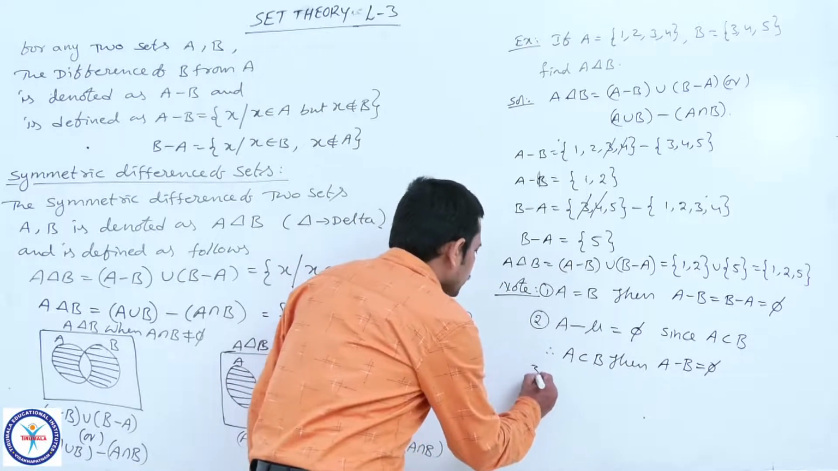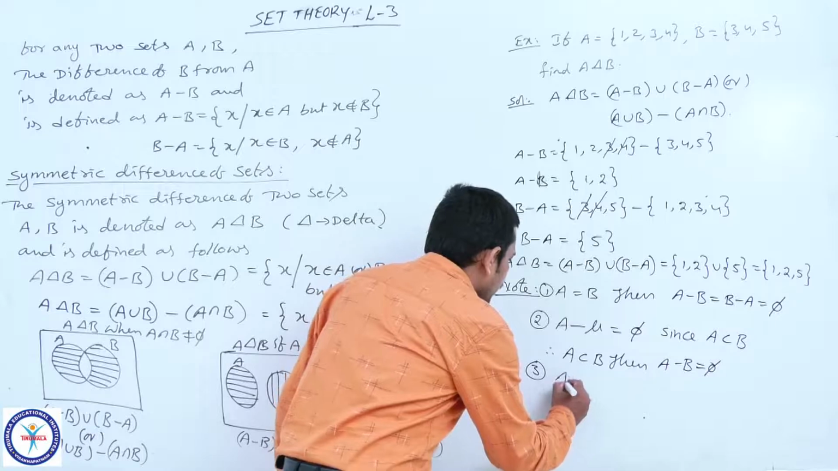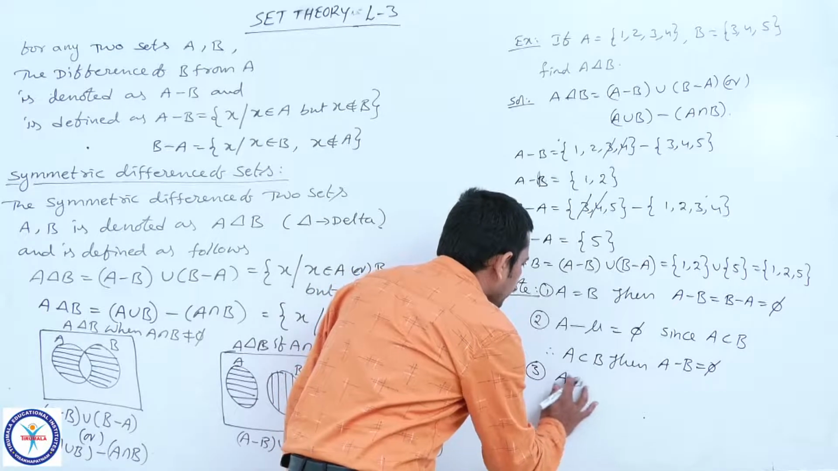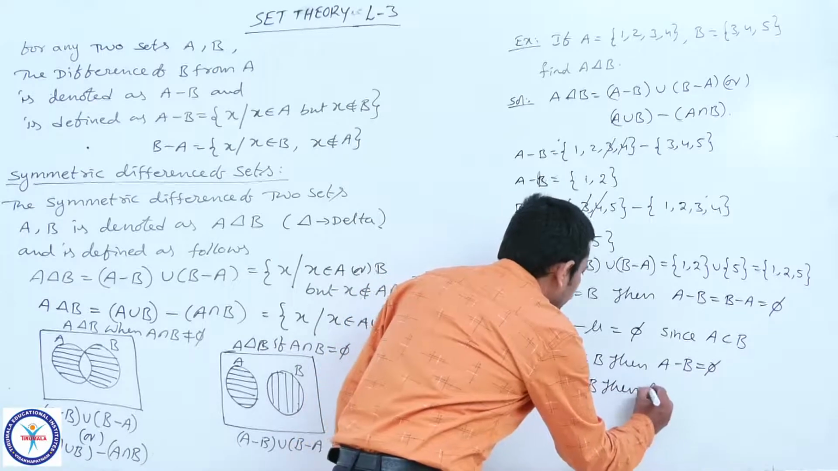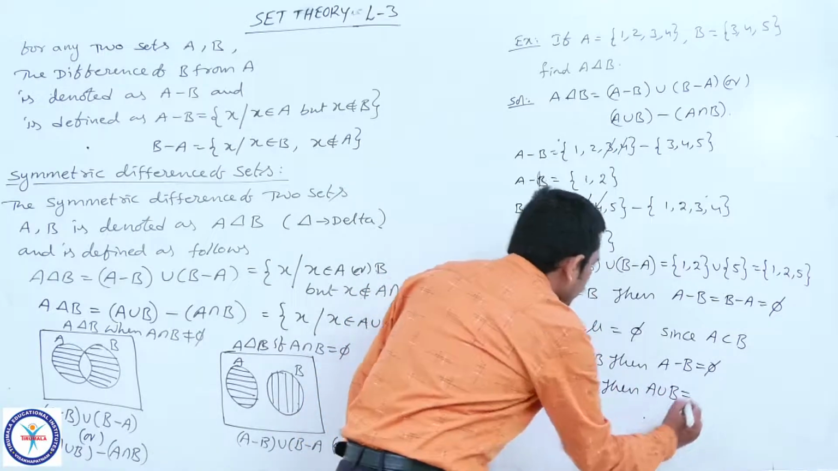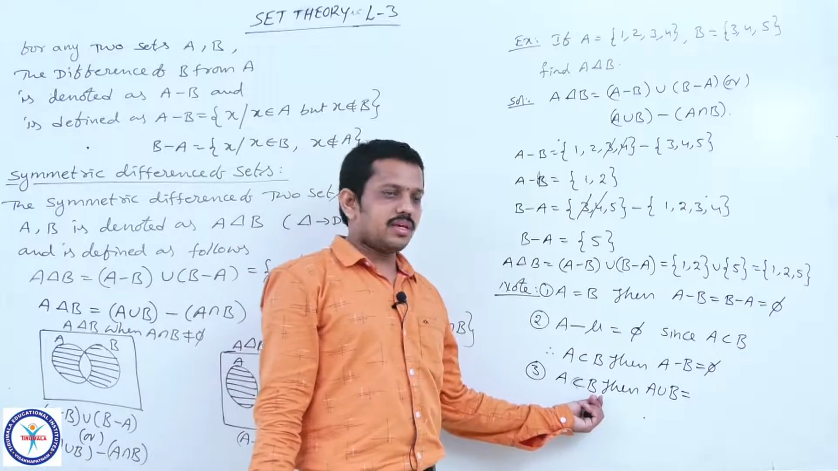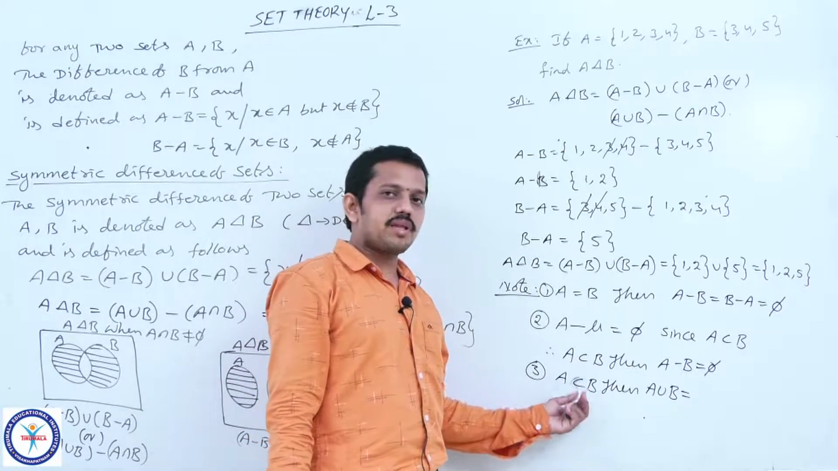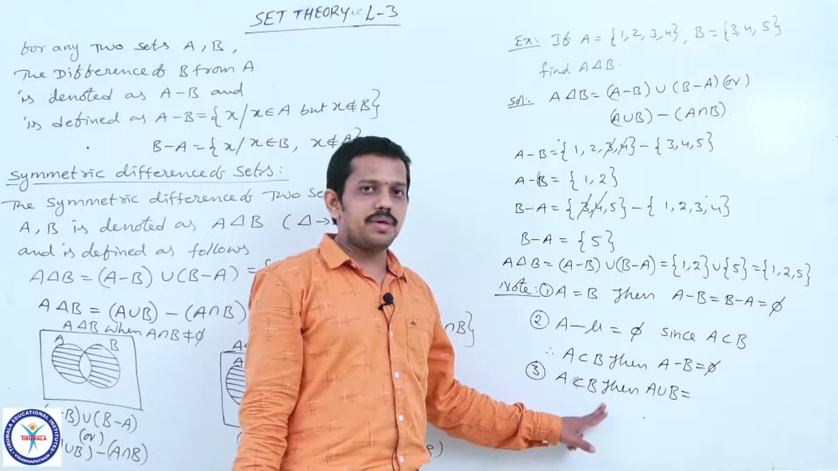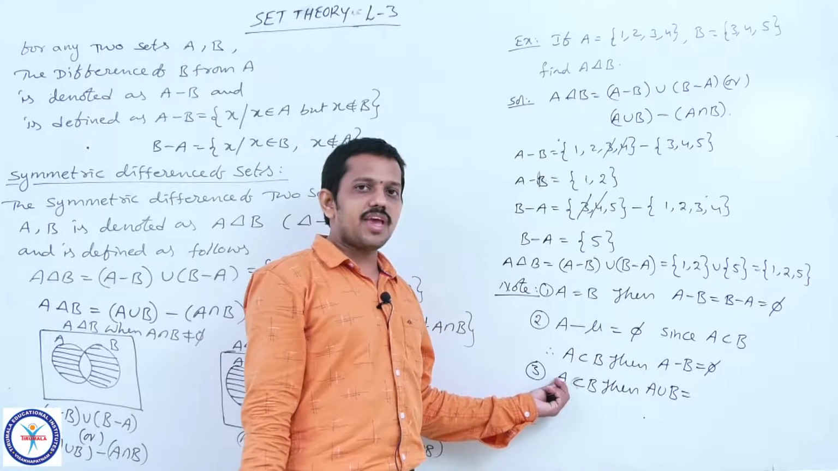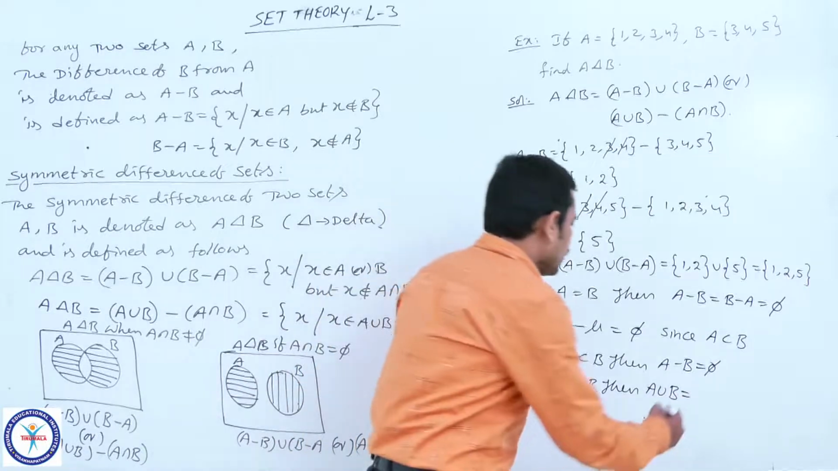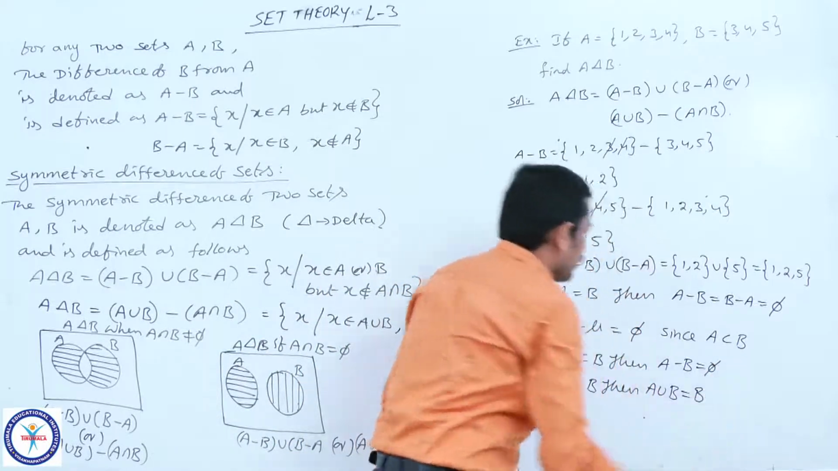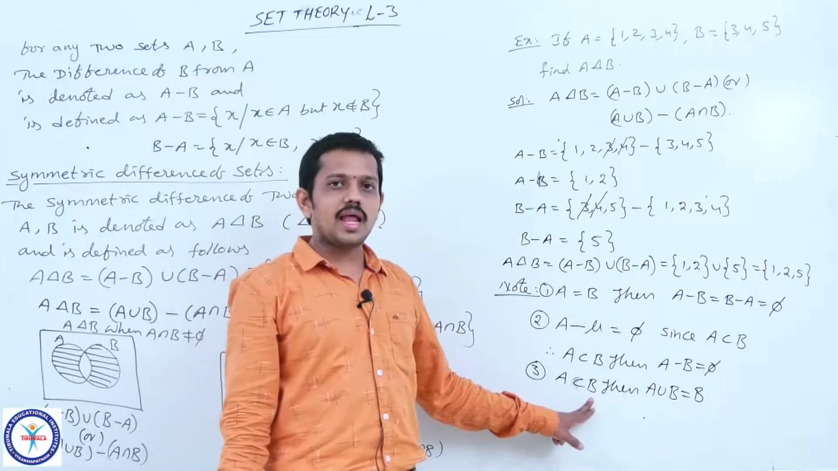Here we will write, suppose A is a subset of B, then what is A union B? A is a subset of B. A union B means the set of elements in both A and B. But here every element of A is also an element of B. So A union B gives set B, because here B is the larger set.